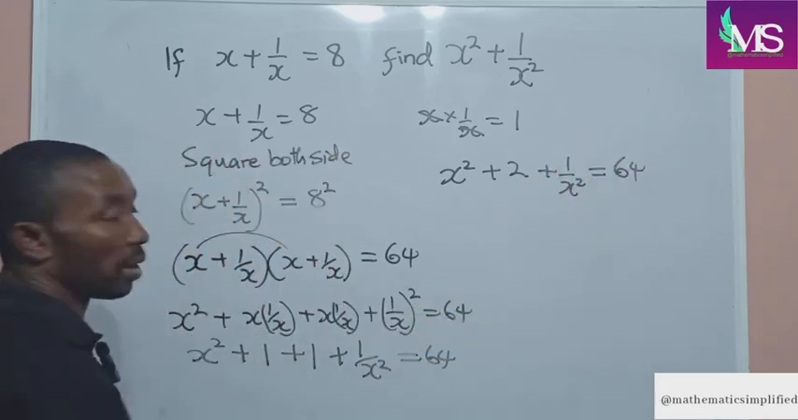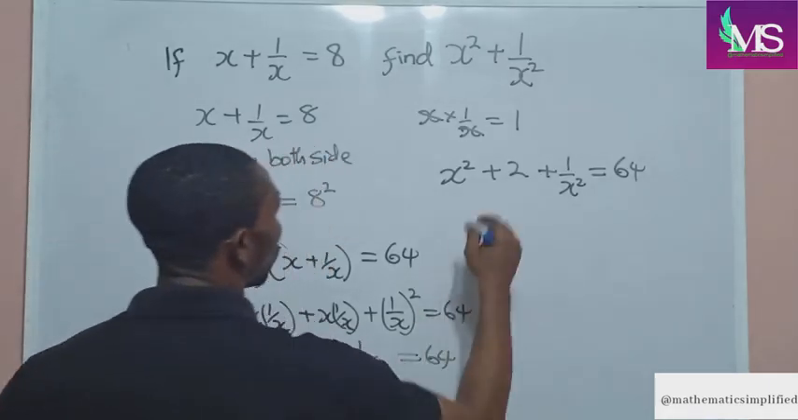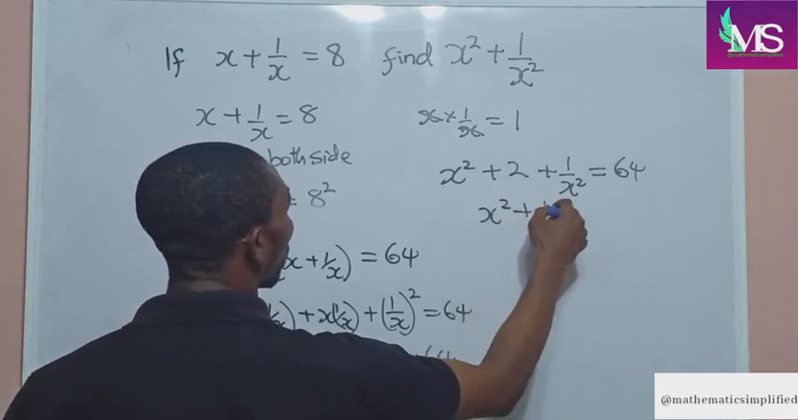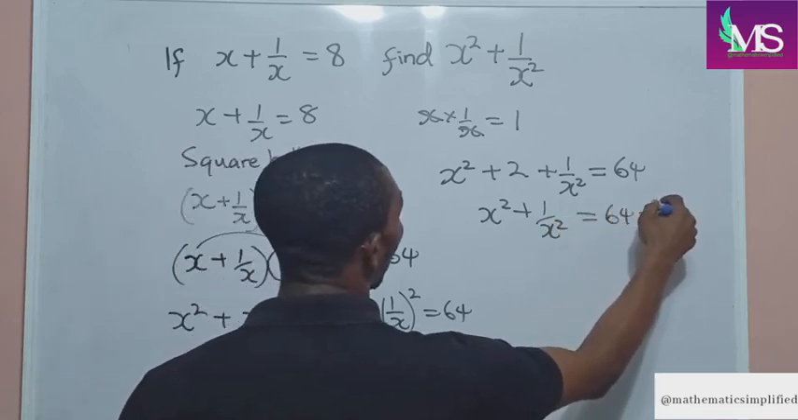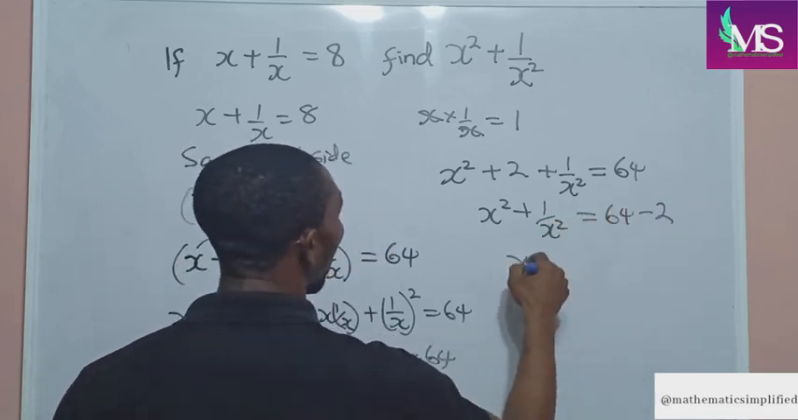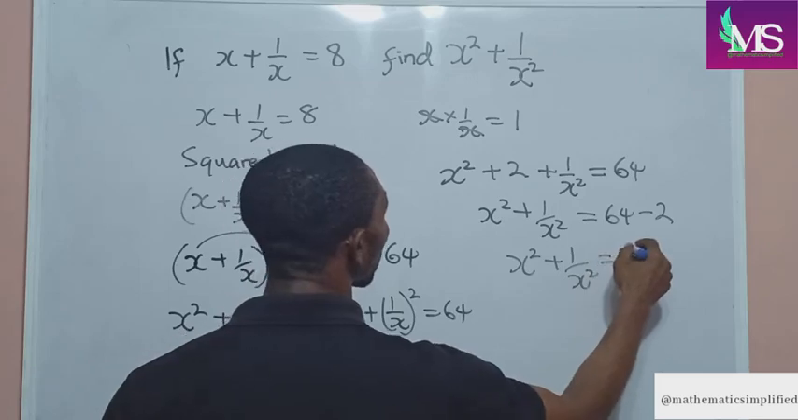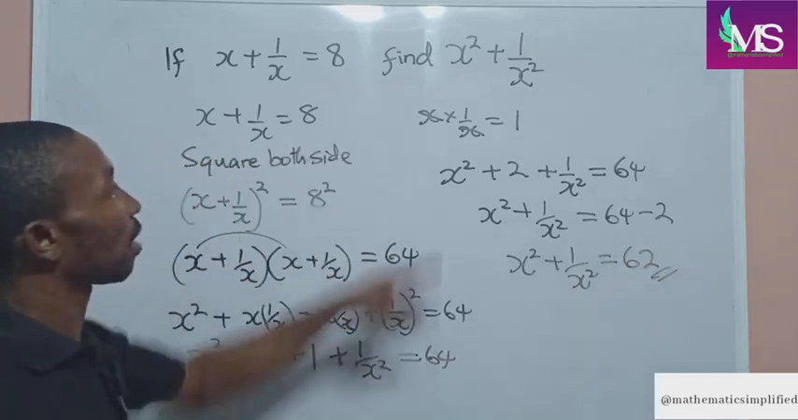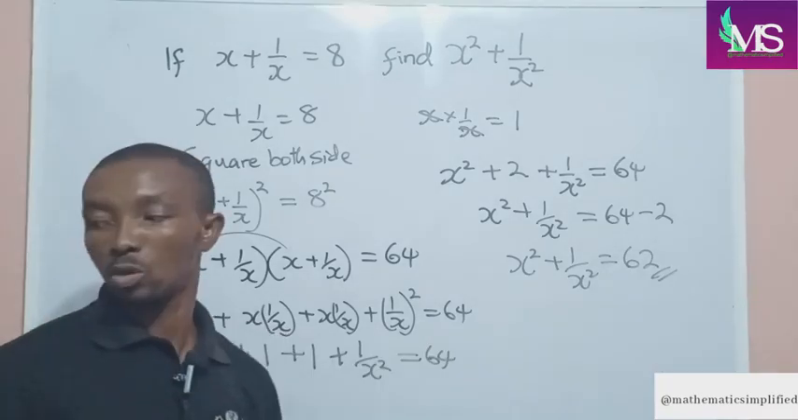Remember that 1 squared is 1. So moving our term here, this becomes x squared plus 1 over x squared equals 64 minus 2. So this becomes x squared plus 1 over x squared equals 62. So the value of x squared plus 1 over x squared is 62.